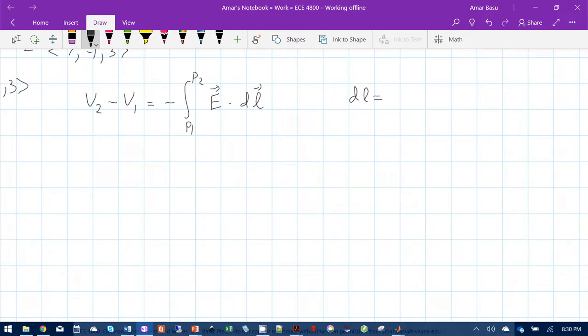Yes, we will get to that. I'm just trying to go through the step-by-step process. I want the step-by-step process that works every time, regardless of the problem. If we're in the Cartesian coordinate system, dl is equal to dx, dy, dz.